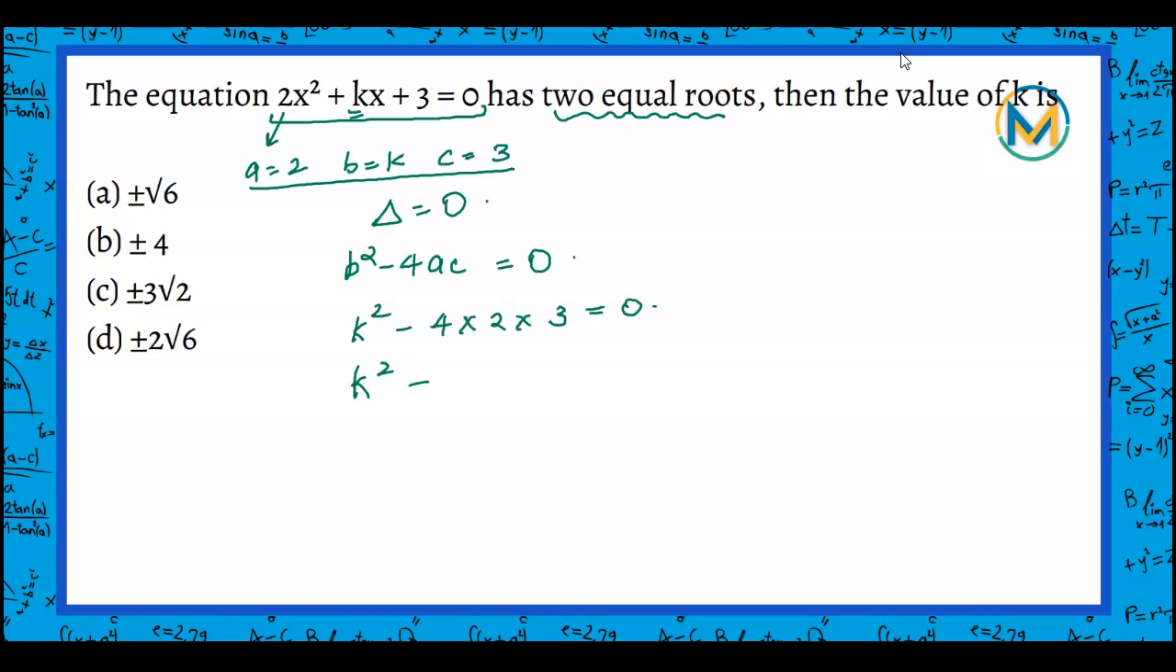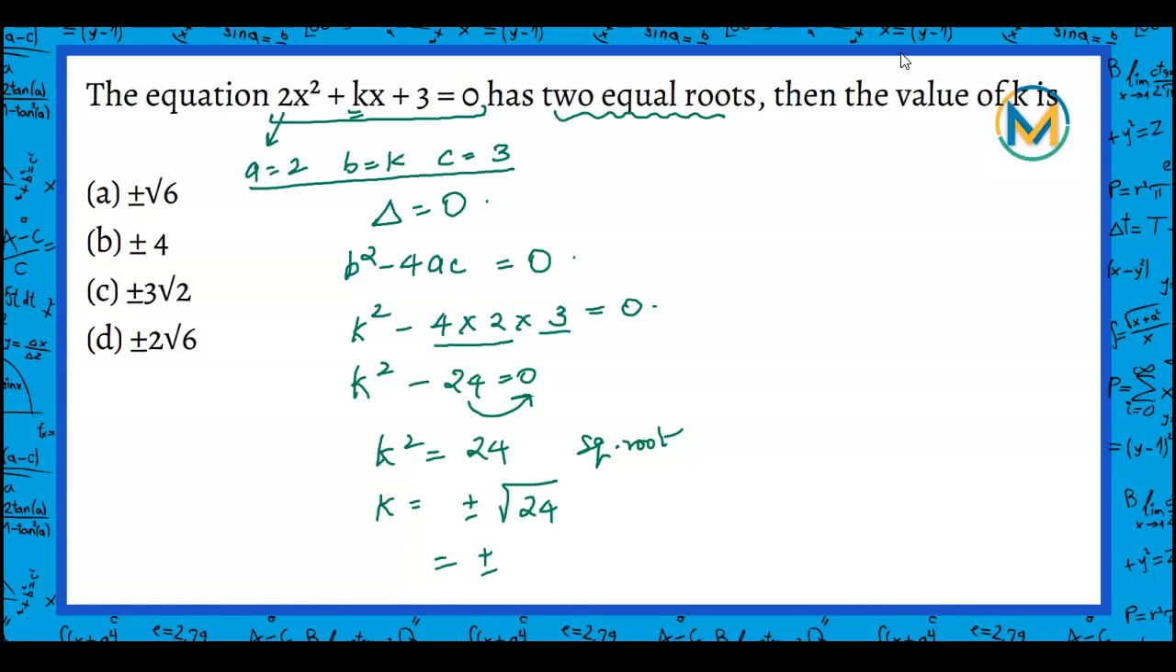So k square minus 4 into 2 is 8, into 3 is 24. We'll take 24 that side, so I get k square is equal to 24. Taking square root on both sides, I get k is equal to plus minus root 24. Root 24 can be written as root 4 into 6, so this becomes plus minus 2 root 6. So this becomes the value of k for this question, which is option D, plus minus 2 root 6.